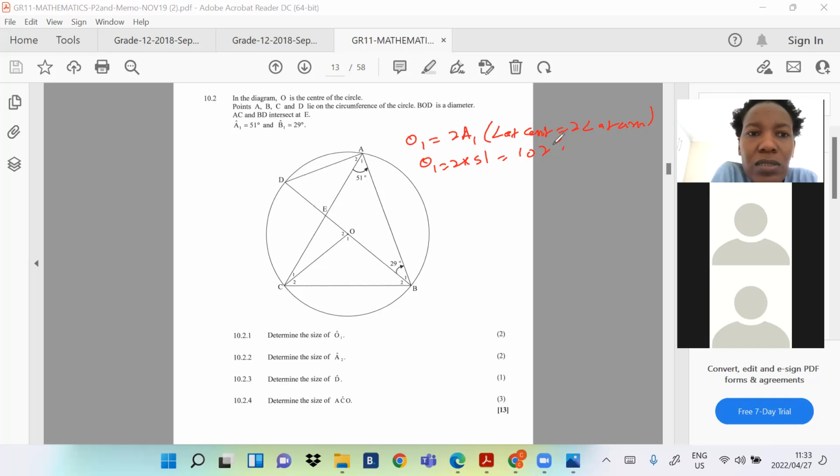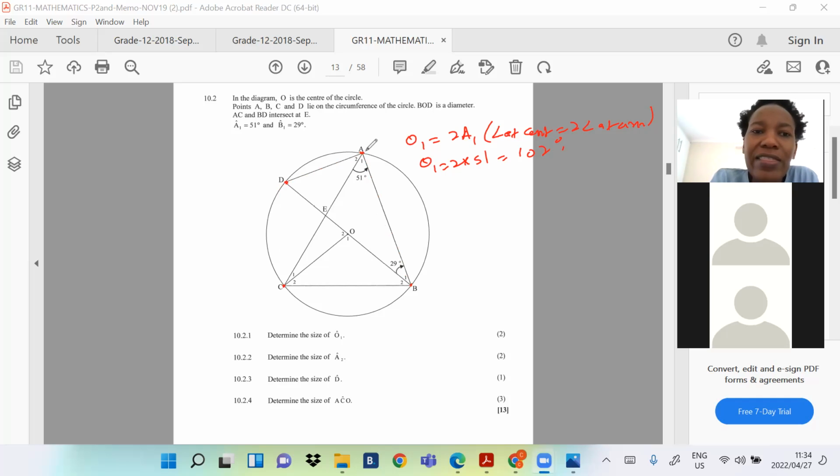Then next question, they want what? A2. So let's read and finish because we didn't finish reading. Points A, B, C, and D lie on the circumference. I said if the points lie on the circumference, it means they form a what? A cyclic quad. So points A, B, C, D lie on the circumference. That means they form a cyclic quadrilateral. You see?